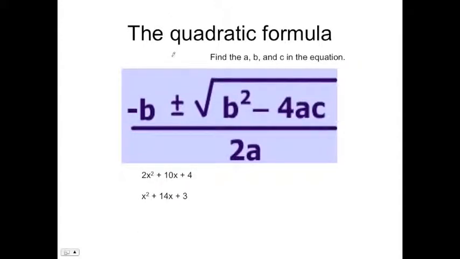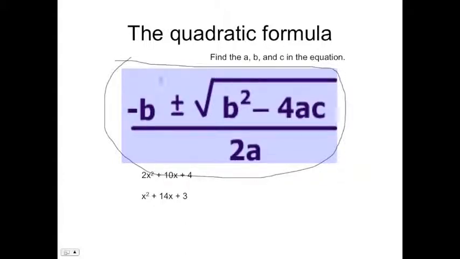So let's get started. The quadratic formula is this equation you see here. It's used to solve certain equations that involve x squared, x, and a number without a variable. You may be wondering why there's b and b squared and all these other variables here. Well, we'll find out in a minute.